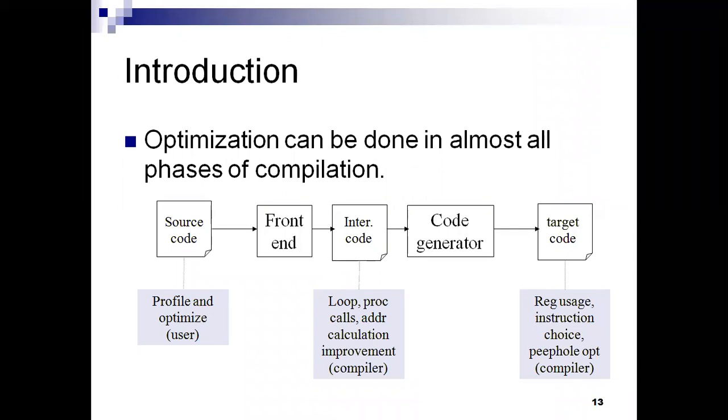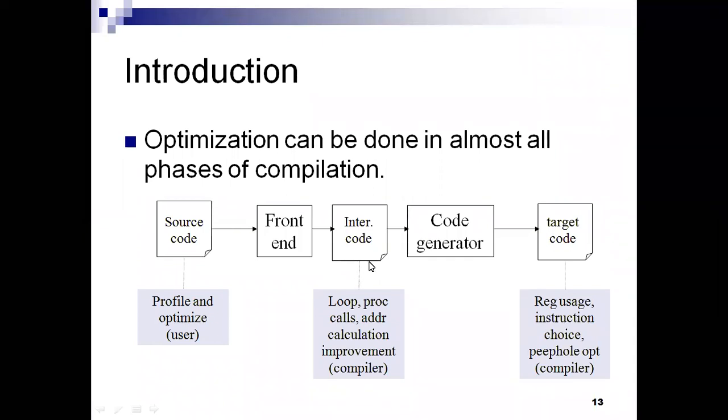The conceptual view goes from source code, then to front end, and then intermediate code, and then code generator, and finally it is the target code. And here the profile and optimize can be done by the users. And at intermediate code and target code, the optimization can be performed by the compilers.